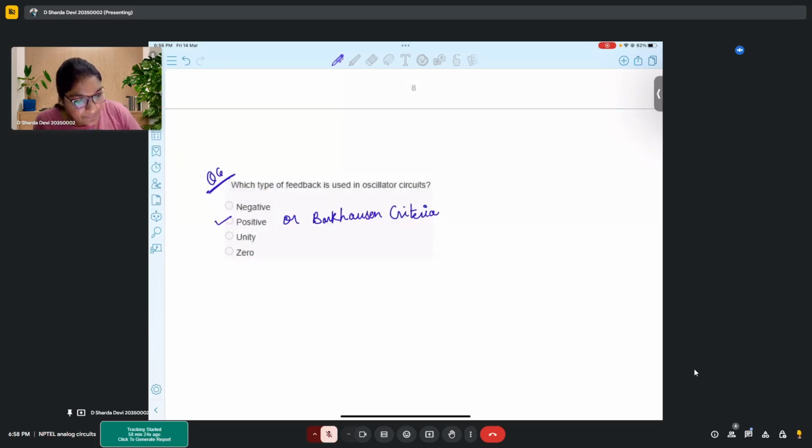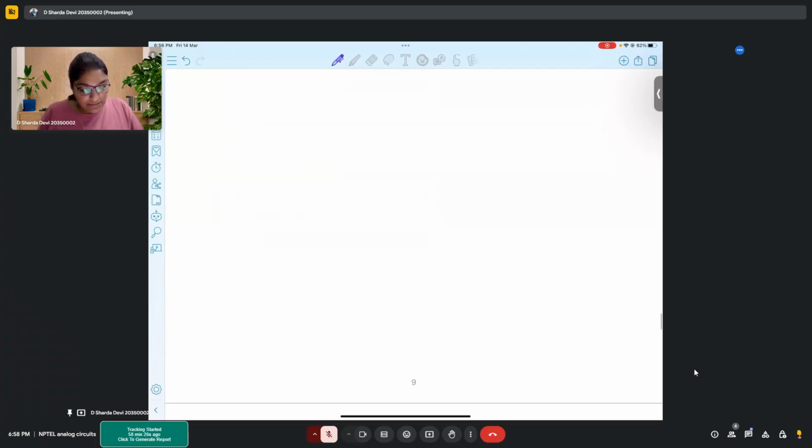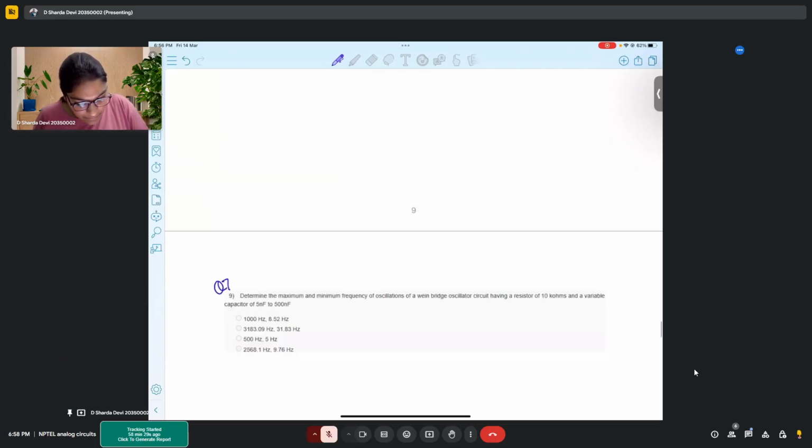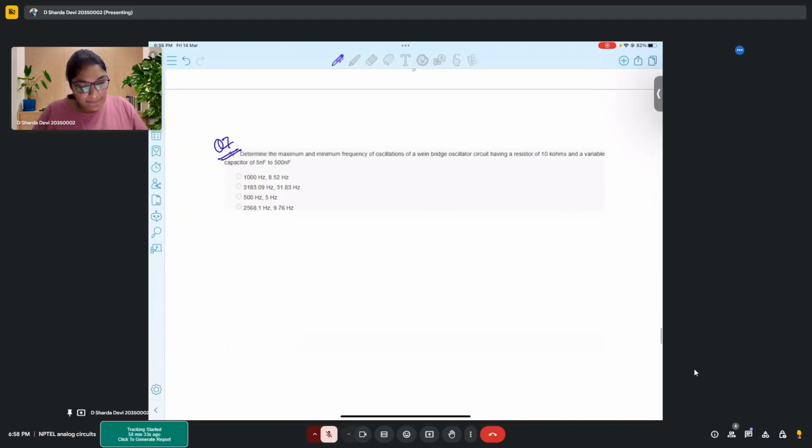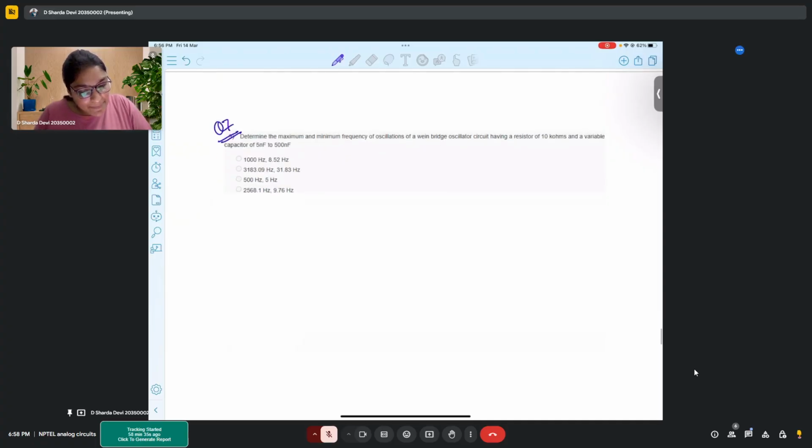Always keep this in mind. Okay, right. So determine the maximum and minimum frequency of oscillations of a Wien bridge oscillator circuit having a resistor of 10 kilo ohm and a variable capacitor of 5 nano to 500 nanofarad. So here, we came to a term called Wien bridge oscillator.